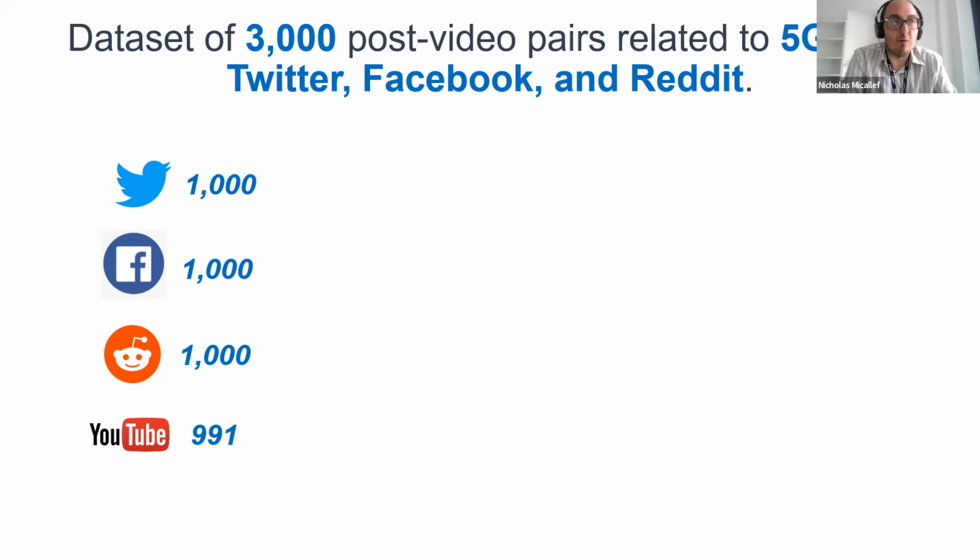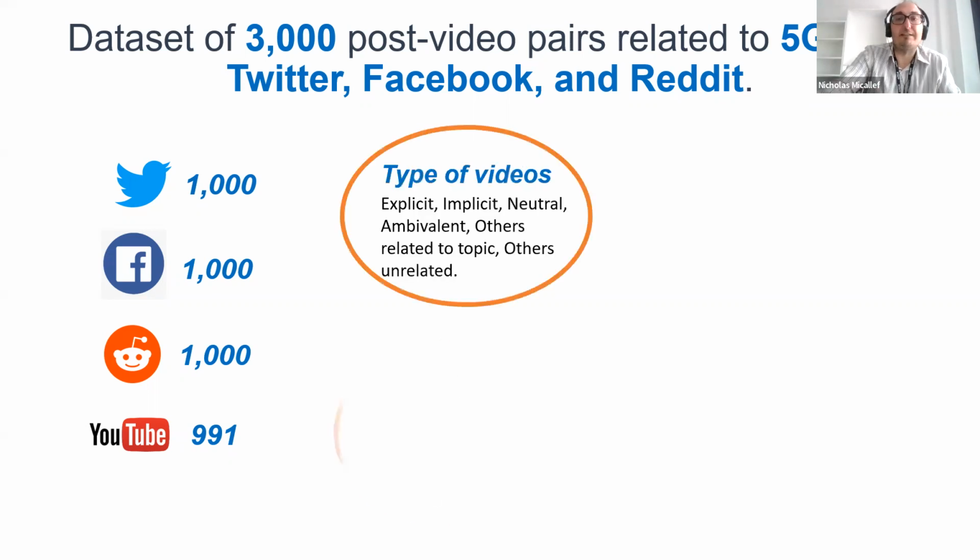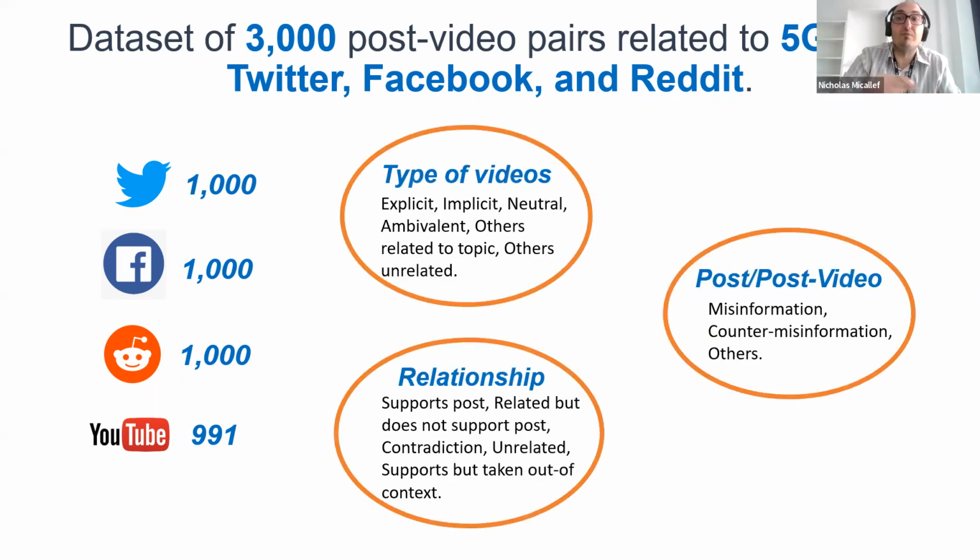So these posts discuss various conspiracy theories that link COVID-19 to 5G. We manually labeled our dataset to understand how videos are used to spread misinformation and what kind of videos are used to fulfill this purpose. While doing this labeling, we created a taxonomy, and we found that the types of YouTube videos used to spread or counter misinformation are explicit, implicit, neutral, ambivalent, and others.